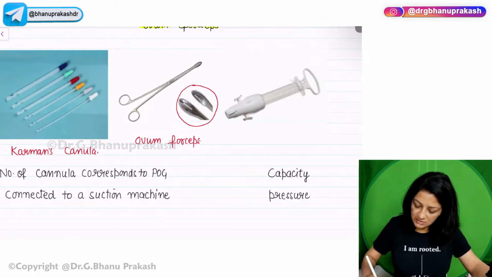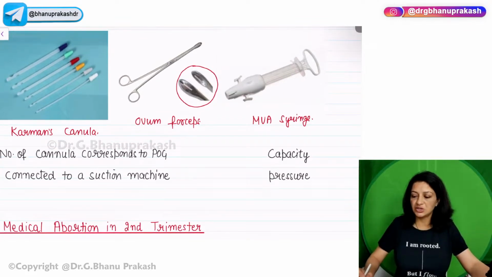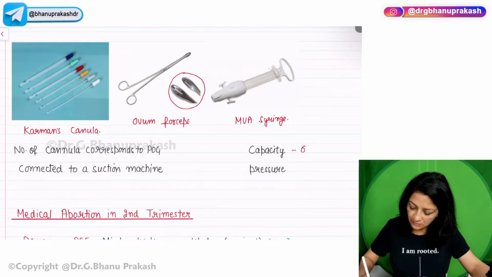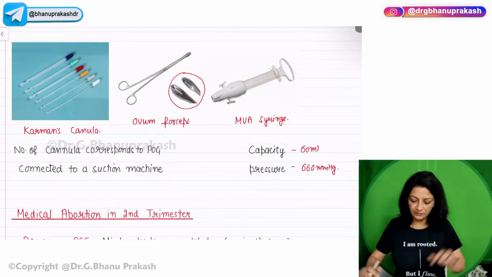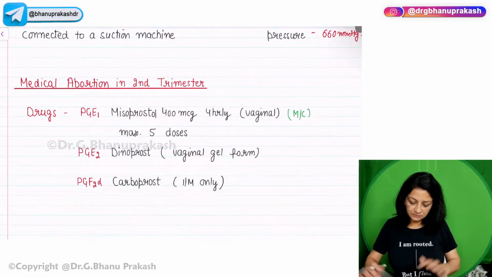And next one is MVA syringe. Manual vacuum aspiration. Capacity रहेगी 16 ml and pressure 660 mm of H. 660 mm of H. So medical abortion in second trimester.